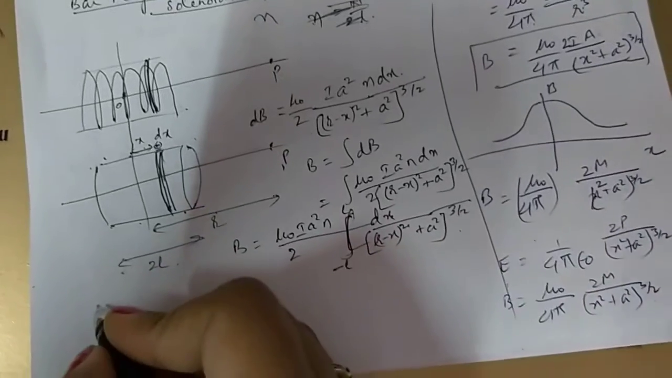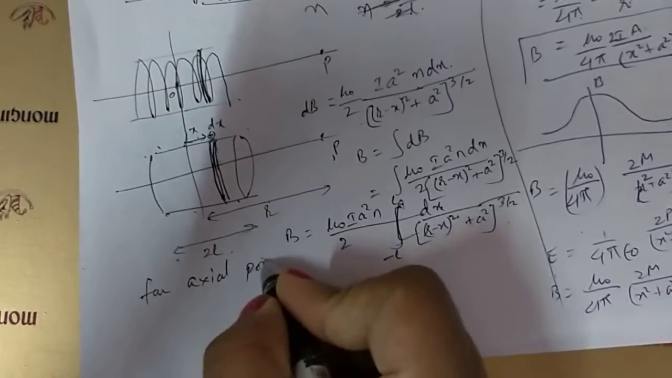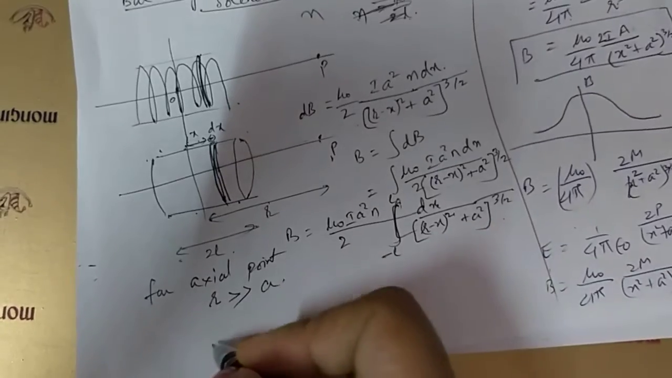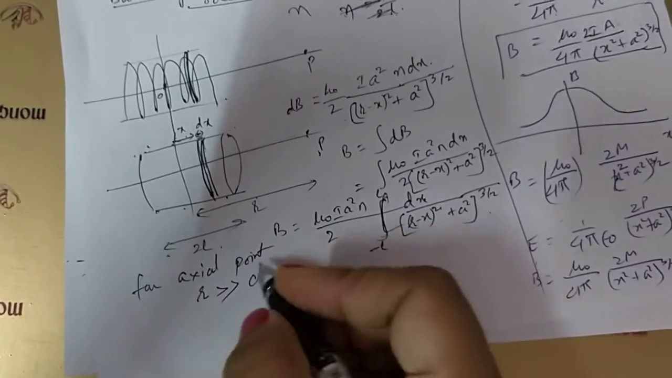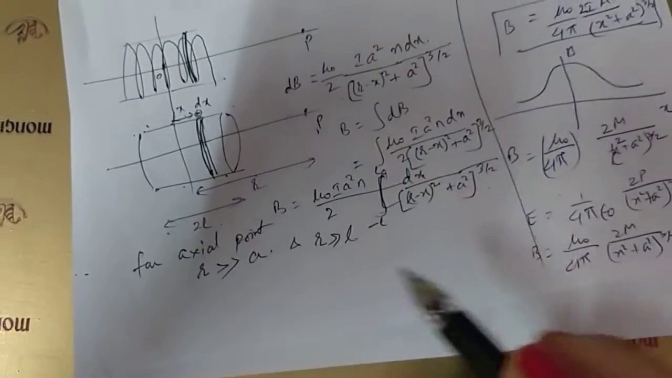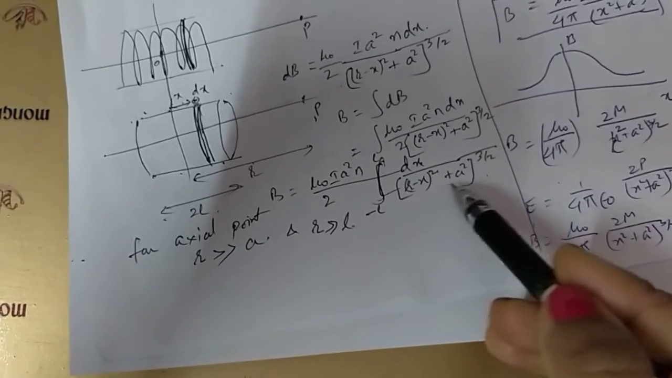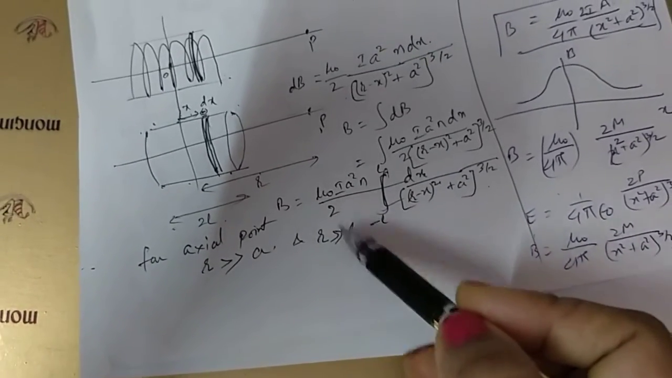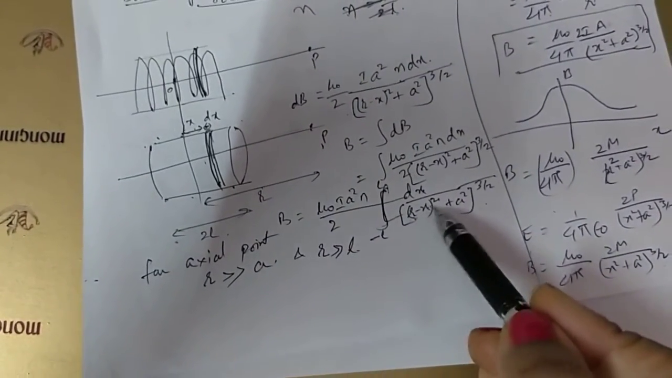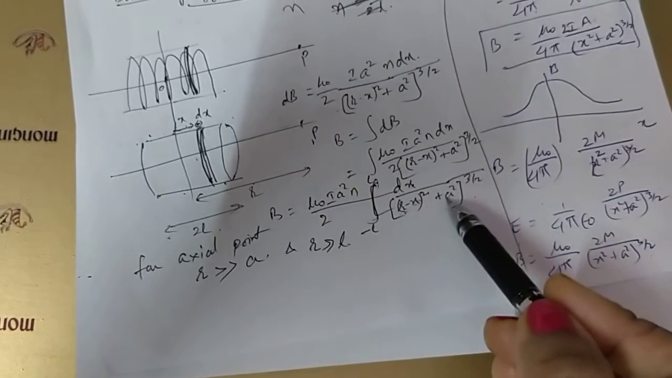So either you do it that way, or we will consider the far axial point. For a far axial point, your r will be much greater than a, and also r will be much greater than the length of the solenoid if it is very far. Because r is very large as compared to a and the length, x is even smaller than l, so r will be very large as compared to l. So I can neglect x, and I can neglect a.